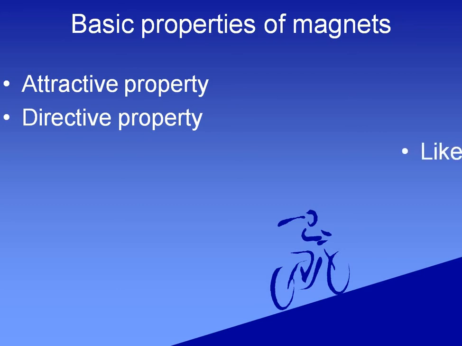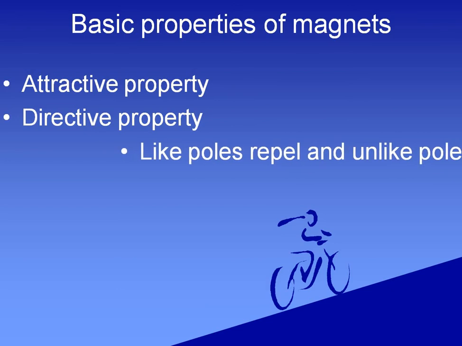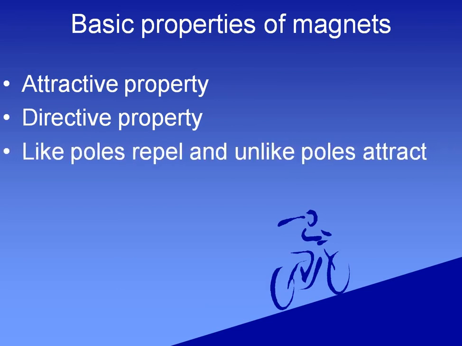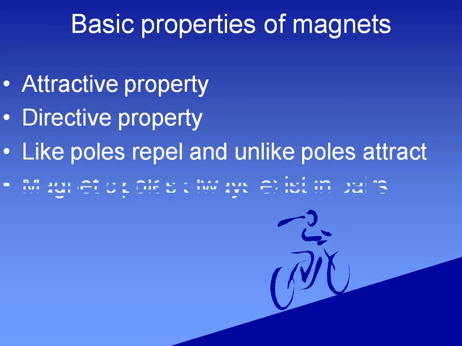And next one is like poles repel and unlike poles attract. No need to say, no? You know that magnet has two poles, one north pole and south pole, and north pole will repel north pole and south pole will attract, and south pole will repel. That's why like poles repel and unlike poles attract. Okay. And next one, magnetic poles always exist in pairs. In the case of electric charge, one positive charge alone or one negative charge alone can exist. But in the case of magnetic poles, that is not possible. We cannot isolate a single north pole or a single south pole.